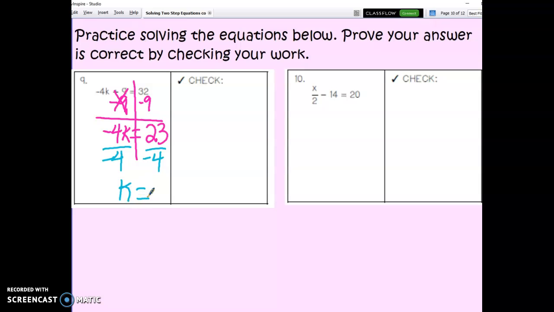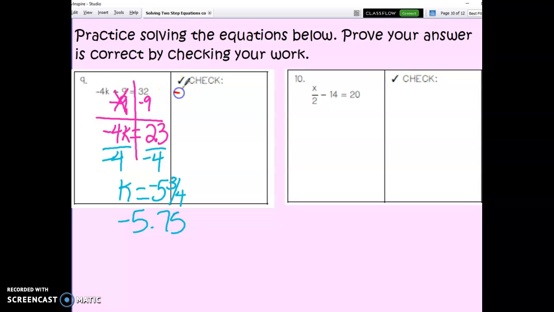So I've got 23 divided by negative 4, and I get negative 5 and 3/4, or negative 5 and 75/100. Okay, then check our answer. So I'm going to substitute it back in.